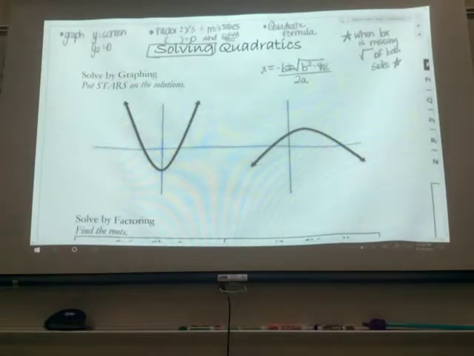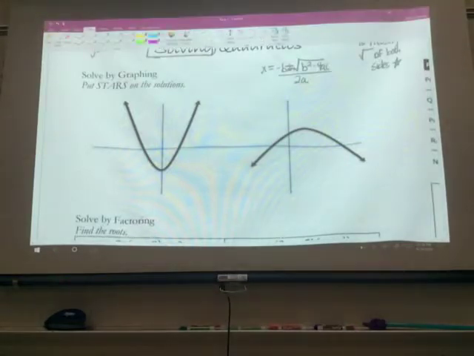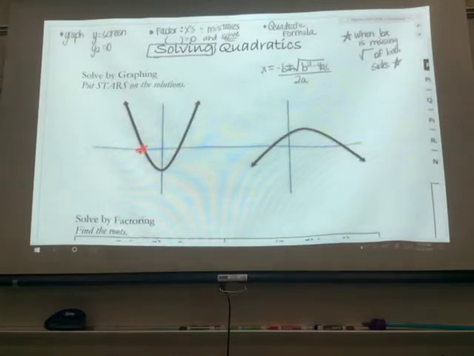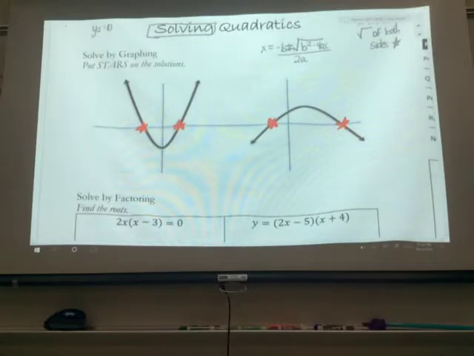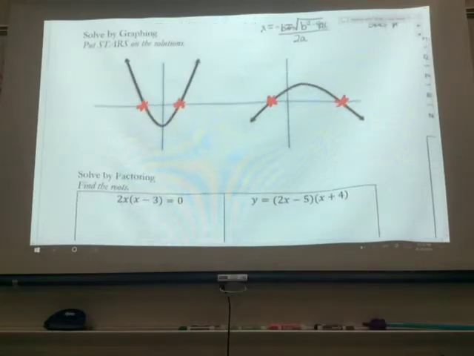But ultimately, when you solve by graphing, your whole goal is to find the x-intercepts. The x-intercepts are where it crosses the x-axis. So I'm just going to put stars on those. Both of these quadratics have 2 solutions, 2 roots, 2 zeros. Okay? So make sure that you have 4 stars total, 2 per quadratic.